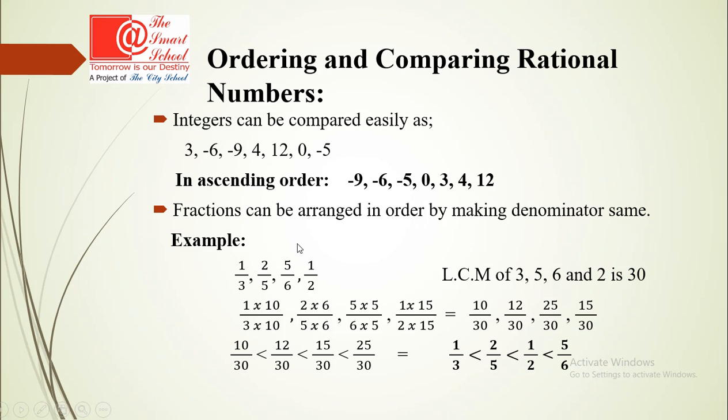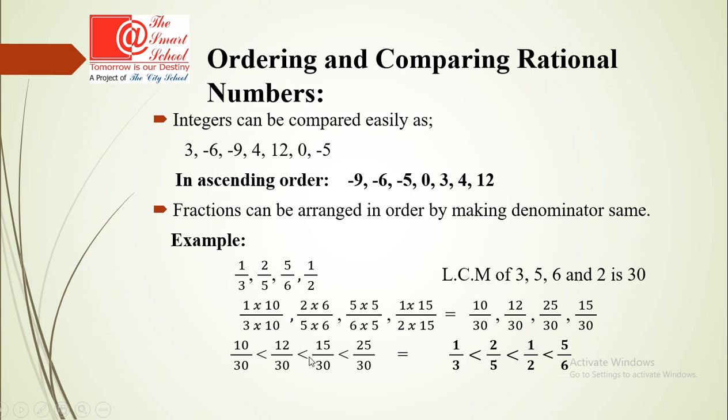Now how do we arrange fractions in ascending order or in descending order? So first, what we have to do? We will make denominators the same. Like the numbers which we have: 1 over 3, 2 over 5, 5 over 6, 1 over 2, and we find the LCM of 3, 5, 6 and 2, and it is 30. So we will make the denominators the same, which is 30. So now we will get 10 over 30, 12 over 30, 25 over 30 and 15 over 30.